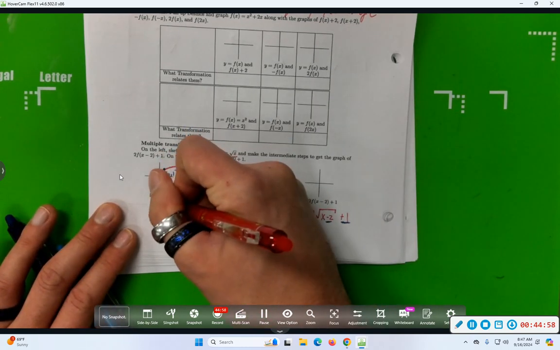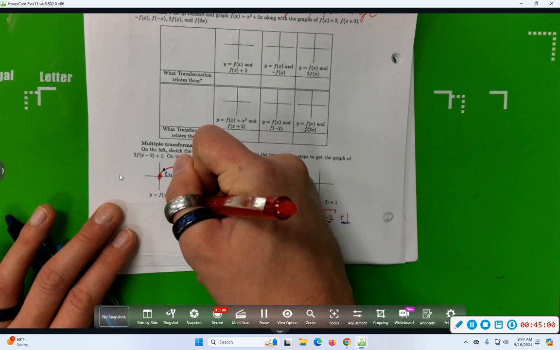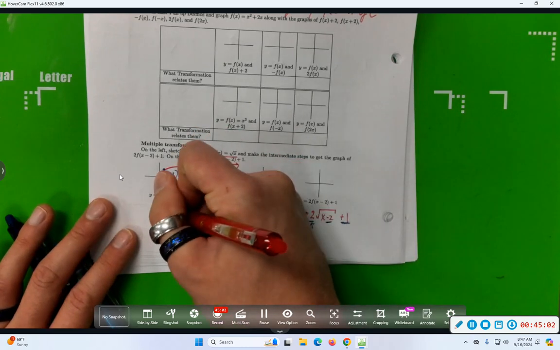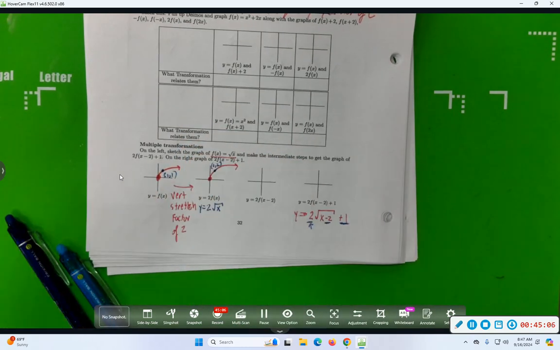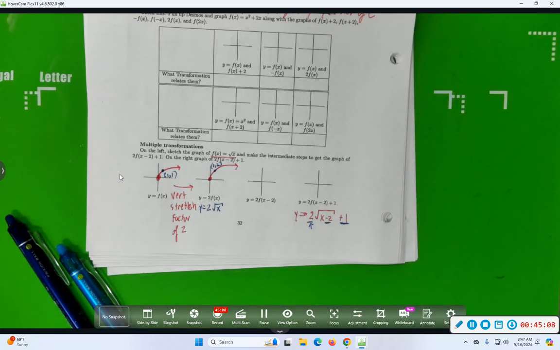Vertical stretch by a factor of 2. Feel pretty good? All right.